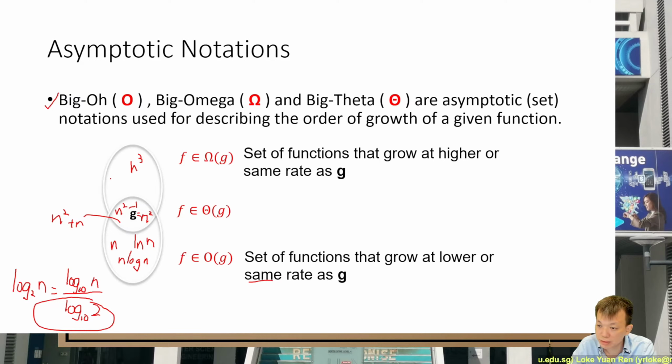Anything else? Exponential is one. Factorial is another one. Yeah, a lot. I can easily say e power to n.